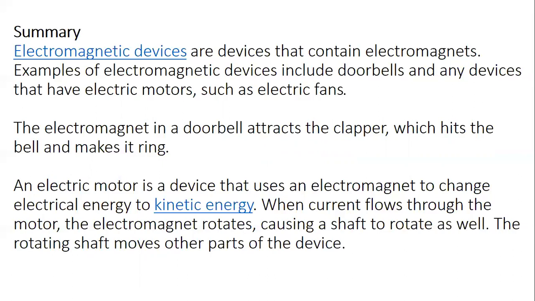The electromagnet in a doorbell attracts the clapper, which hits the bell and makes it ring. An electric motor is a device that uses an electromagnet to change the electrical energy to kinetic energy. When current flows through the motor, the electromagnet rotates, causing a shaft to rotate as well. The rotating shaft moves other parts of the device.